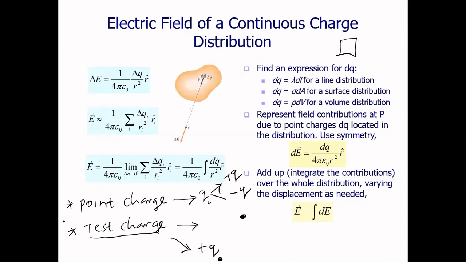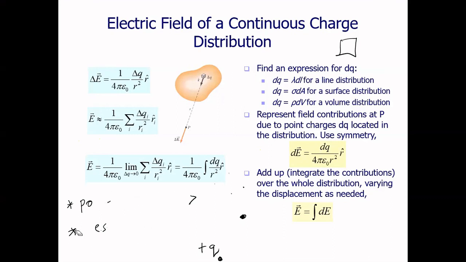Now, why am I talking about the point charge and the test charge? The reason is that, as I told you, if I'm looking at this object from a very far away place, I'll think that it is a point charge, because all the charge is concentrated within a small region of space. But as I come closer to it, I'll be able to see its dimensions. If the dimensions are not negligible, then what we have is what is called a continuous charge distribution.